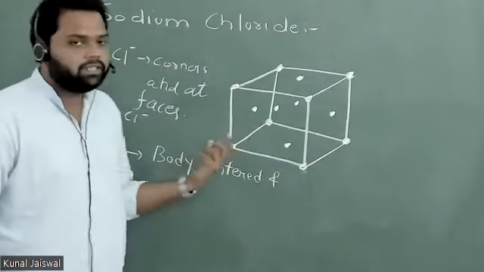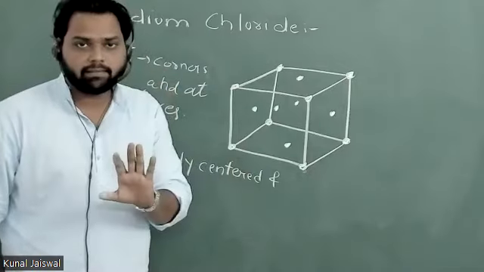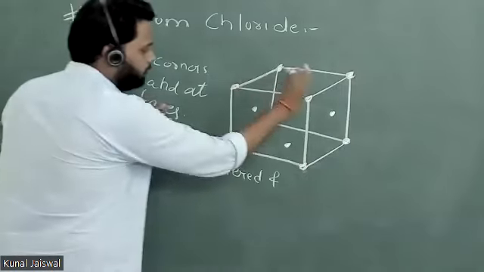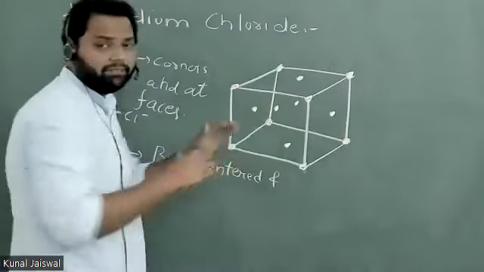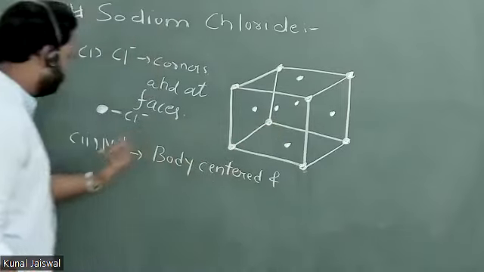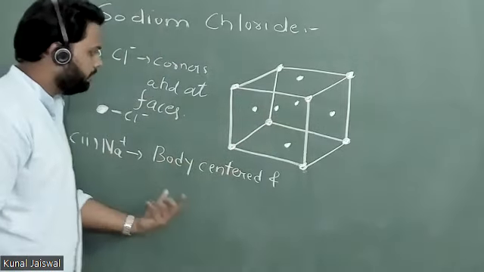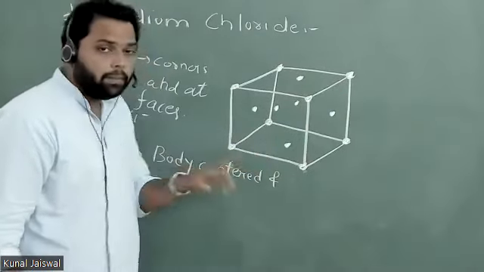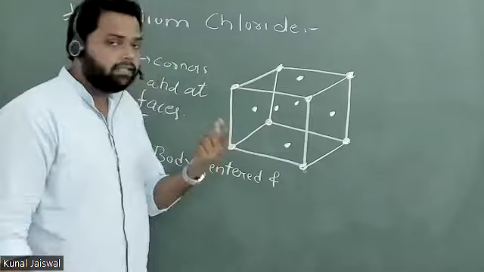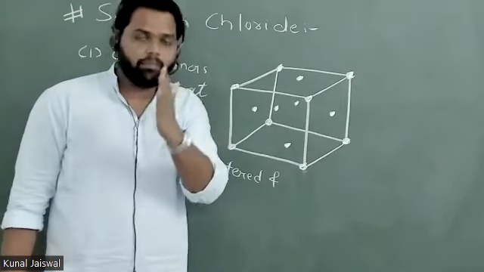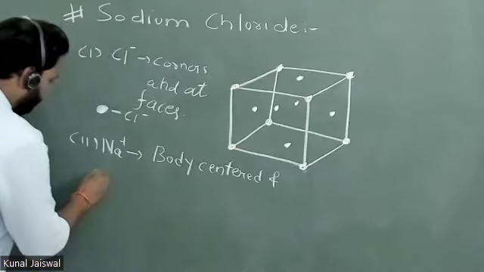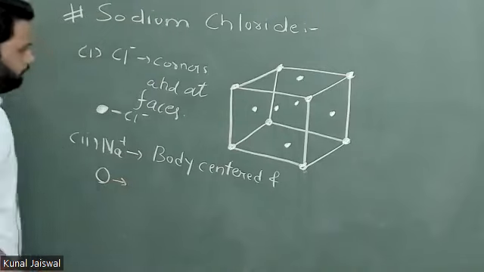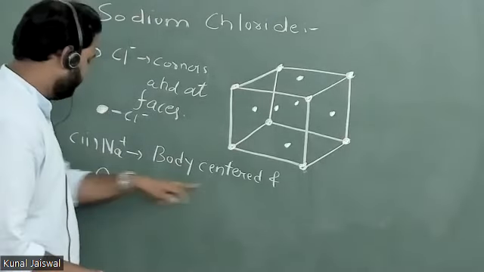Sodium ion will be present also at the edges. I'm repeating. Chlorine will be present at the corners and at the faces, like an FCC lattice has been formed. And sodium, that is Na plus, will be present at the body center and all at the edges. But at what distance? At a distance a by 2, means at the midpoint. See, I am denoting Na, that is sodium, by the empty void. Okay. So sodium will be present at edges.